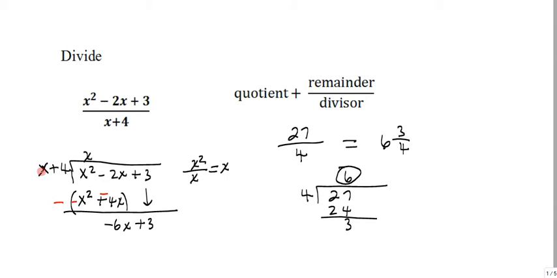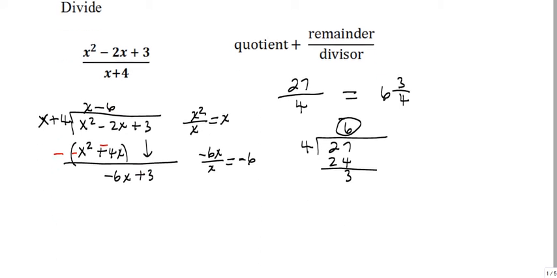We take this first term here, x, divided into negative 6x. Now that looks like this, negative 6x divided by x. Well, the x is canceled, so the result is negative 6. So we're going to take that negative 6, watching the sign, right? Negative 6, place it right up there above the division bar. And then we're going to multiply that negative 6 times x plus 4. Negative 6 times x is negative 6x. Negative 6 times a positive 4 is a negative 24.